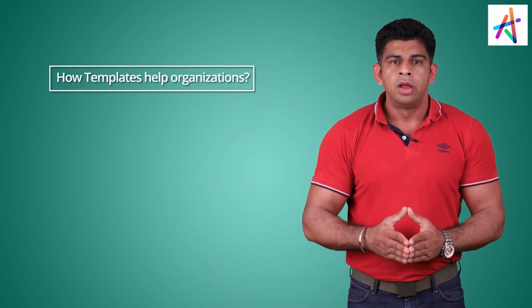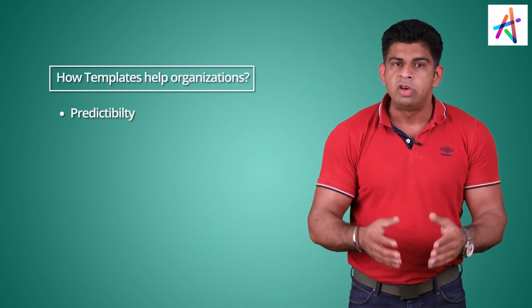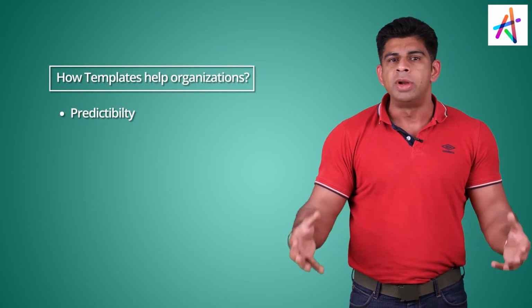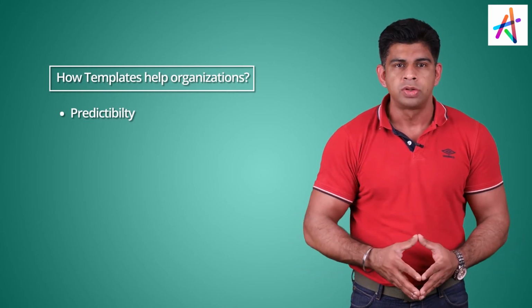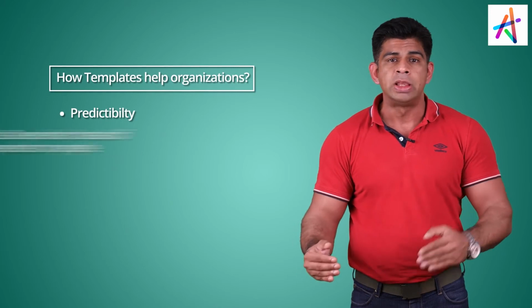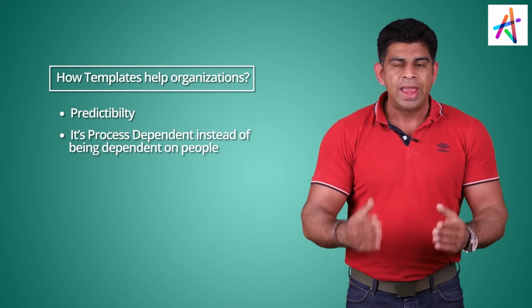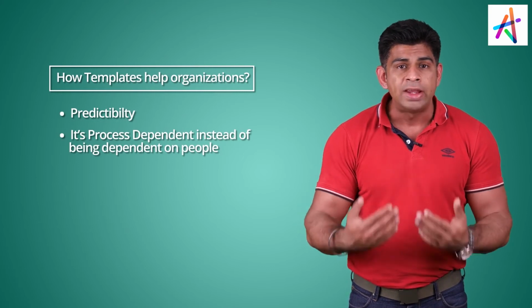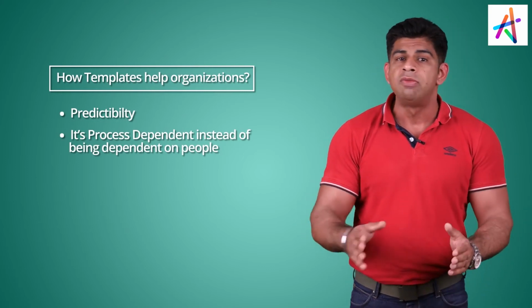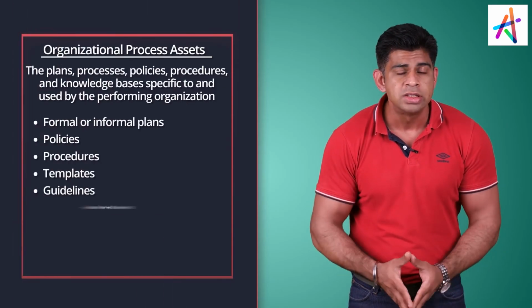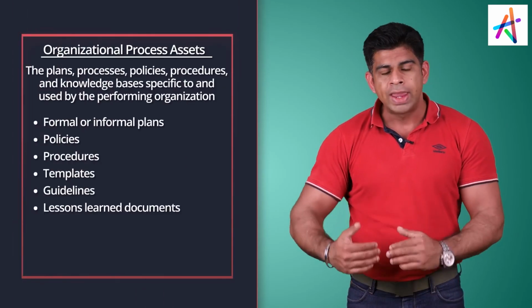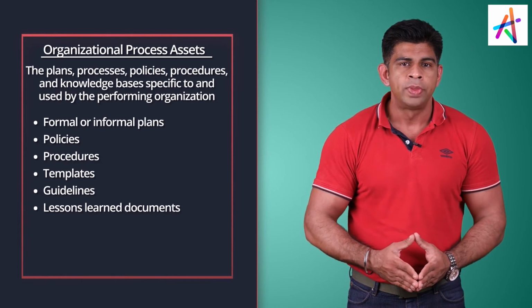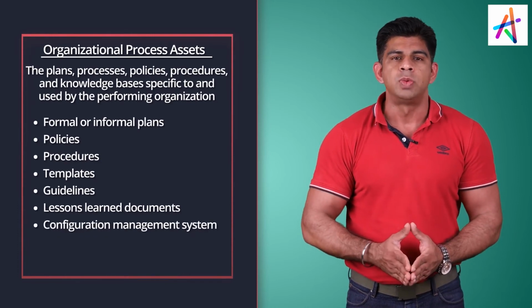How do these templates help the organization? Predictability is there. Everybody is able to understand when a common terminology and a common structure is used. It's not people dependent, but process dependent. If the project manager leaves the organization and somebody else comes, he's able to find out which document to refer to and where those documents are located. Guidelines and lessons learned documents are again internal to your organization, and there could be a configuration management system.